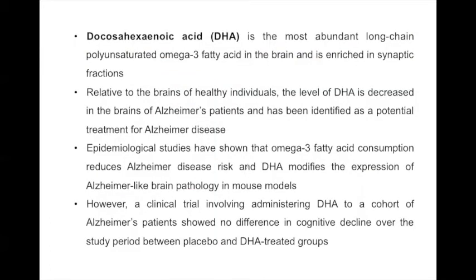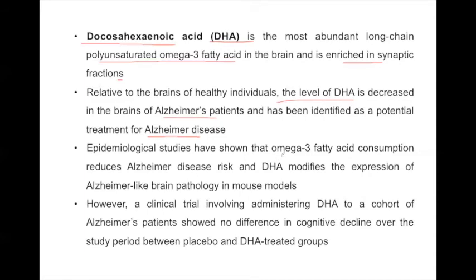Now, what's interesting is that there is a type of acid called docosahexaenoic acid, or DHA for short. Now, it's an abundant long-chain polyunsaturated omega-3 fatty acid in the brain, and it's highly enriched in synaptic fractions. However, the level of this omega-3 fatty acid is decreased in the brains of Alzheimer's patients. Therefore, it's been suggested it may be one therapeutic method to improve the symptoms of Alzheimer's by increasing the level of this particular omega-3 fatty acid.